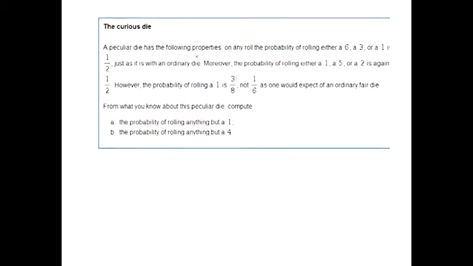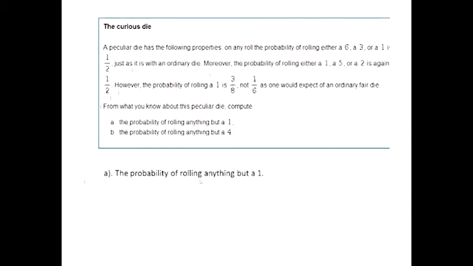So here a peculiar die has the following properties. The probability of rolling either a 6, a 3, or a 1 is 1/2, just as it is with an ordinary die. Moreover, the probability of rolling a 1, a 5, or a 2 is again 1/2. However, the probability of rolling a 1 is 3/8, not 1/6. So here's where the whole die is curious, is that one of the faces is weighted. So this time we're asked to find the probability of anything but a 1 and the probability of rolling anything but a 4.